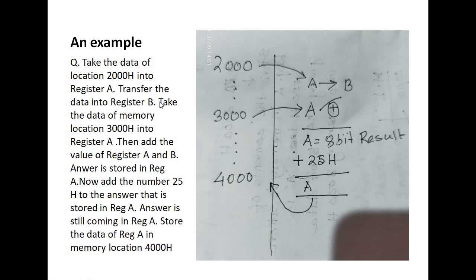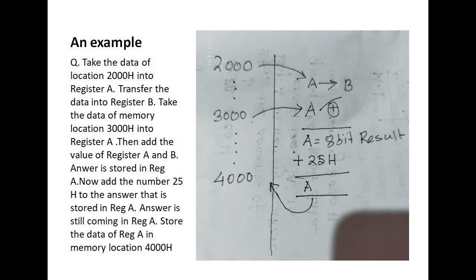First you have to get the data in the register from the 2000H memory location, then you have to move the data into register B, so the data of the 2000 memory location will be copied to register B. Then you have to load the data of memory location 3000H into register A. Whatever data was there in register A will now be overwritten by the data of memory location 3000, so you've got new data in register A. Now you have to add the data of register A and register B.